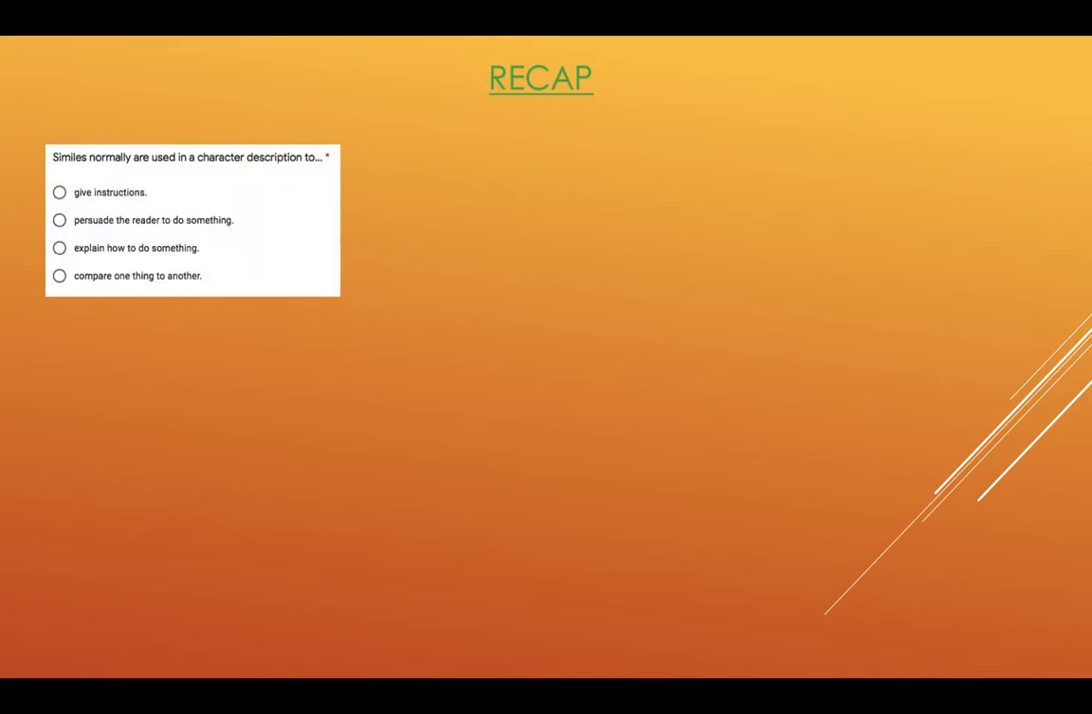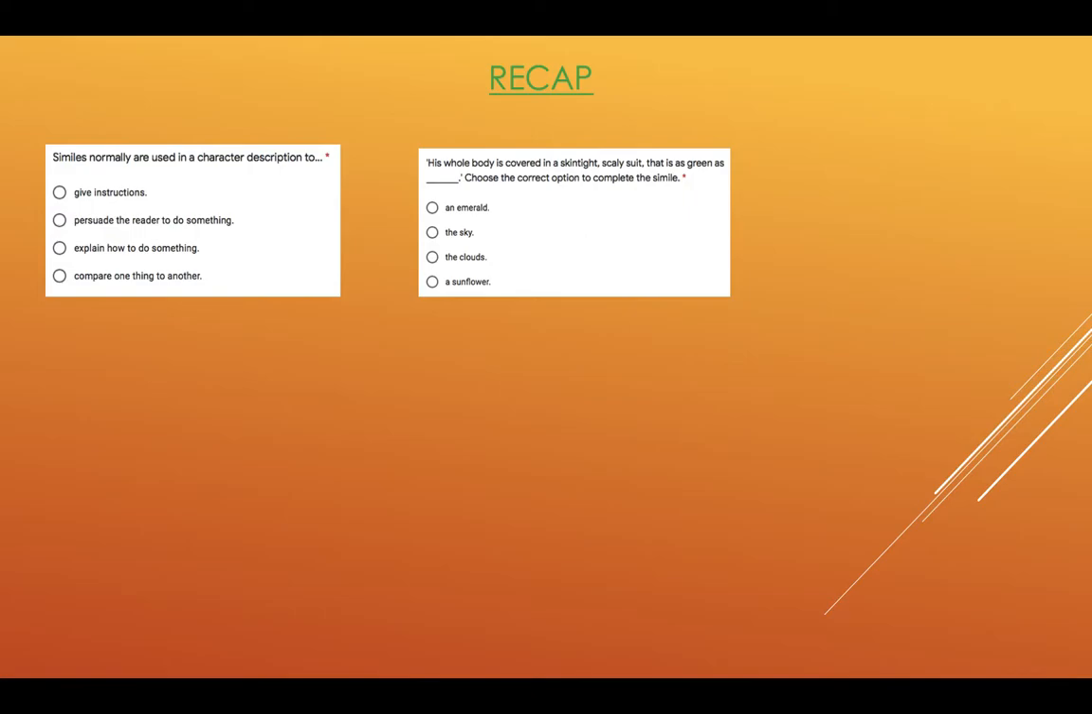So let's start with a recap. Number 1. Similes normally are used in a character description to: 1. Give instructions. 2. Persuade the reader to do something. 3. Explain how to do something. Or 4. Compare one thing to another. Number 2. His whole body is covered in a skin-tight, scaly suit that is as green as. Is it 1. An emerald, 2. The sky, 3. The clouds, or 4. A sunflower?